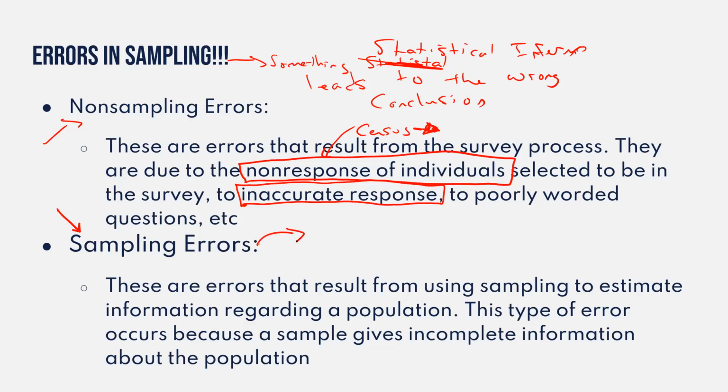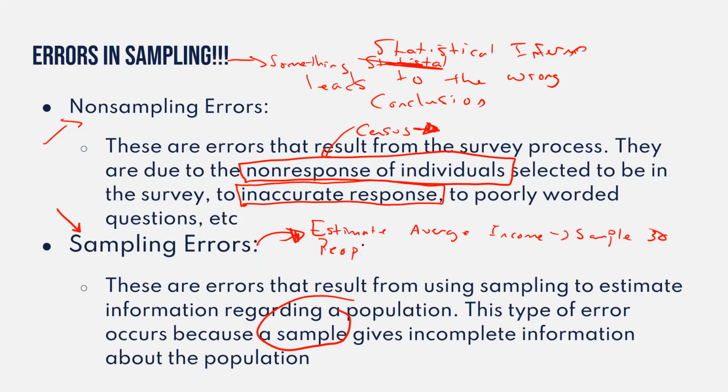The final thing is what's called sampling errors. These are errors that result from using sampling to estimate information regarding a population. This type of error occurs because the sample that you collect gives incomplete or inaccurate information about a population. So let me give you an example of a sampling error. Suppose you want to estimate average income in the United States. Okay, and you're going to sample 30 people.